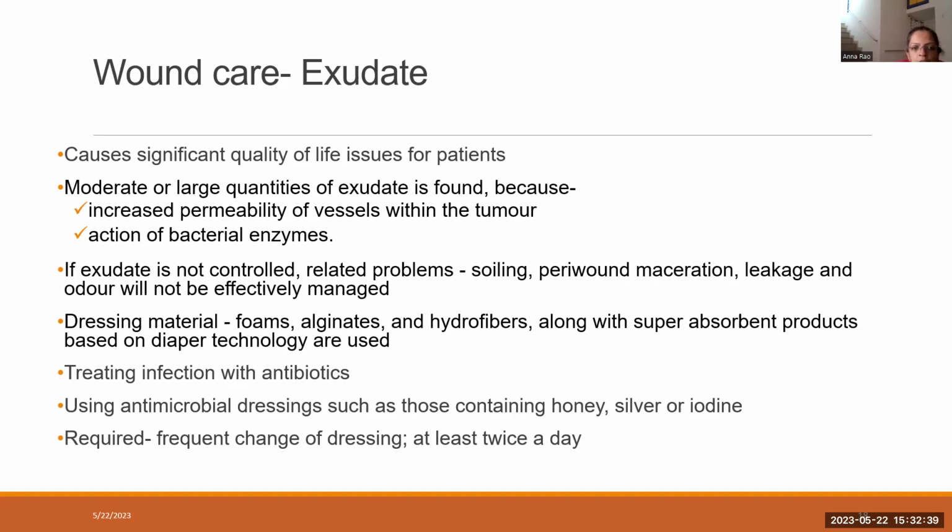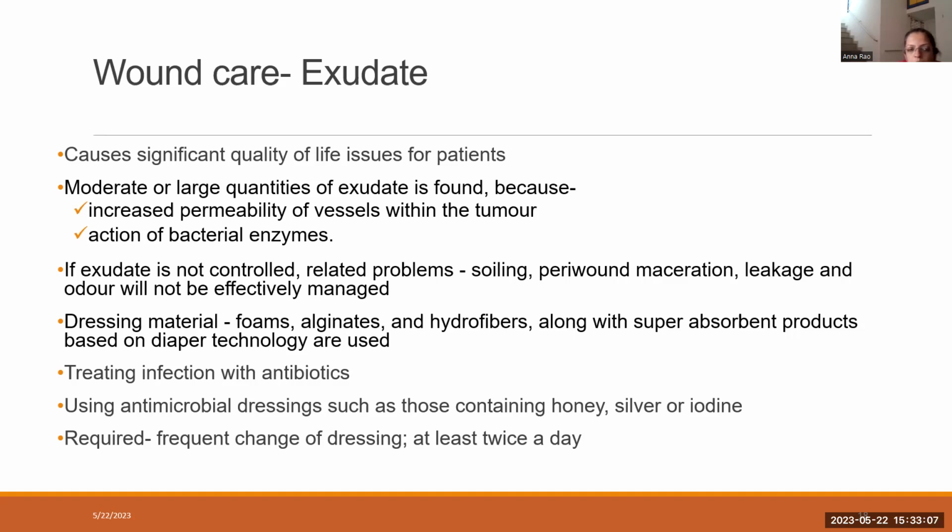If the exudate is not controlled, then soiling and peri-wound maceration will take place, because surrounding tissues will get irritated very much. Okay, and the patient will have a lot of itching. So he may scratch, and there will be problems because of injury from his own nails. So we have to be quite careful.